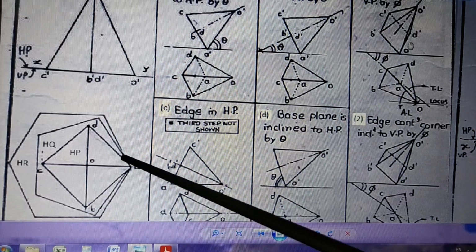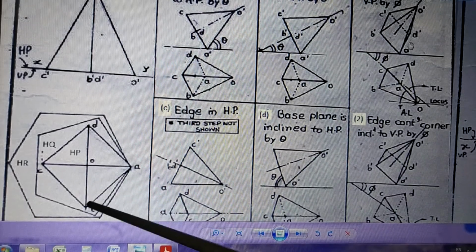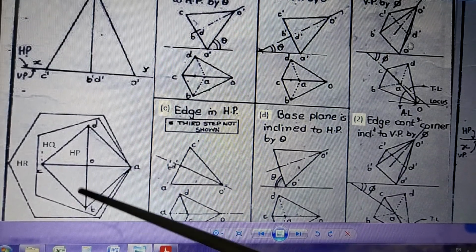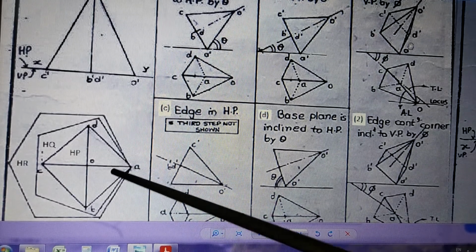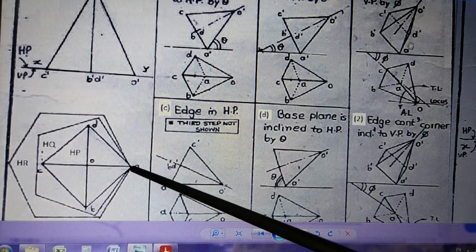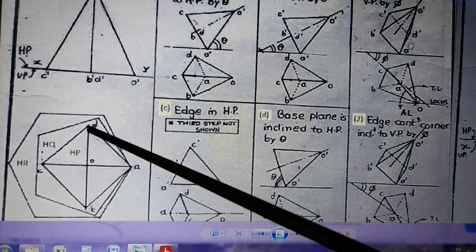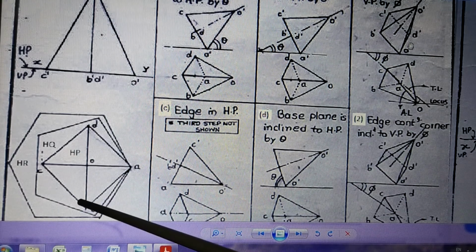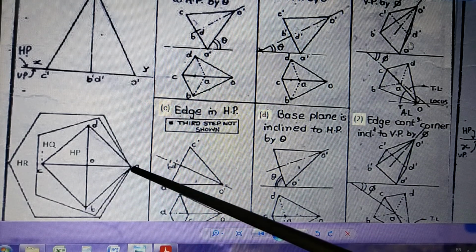View is drawn like this. A, B, C, D, same figure, same shape, same dimension, but now it is drawn in such a way that A is here, then B, C and D, and the edges are drawn like this. And because A is drawn like this, the front view has become like this.